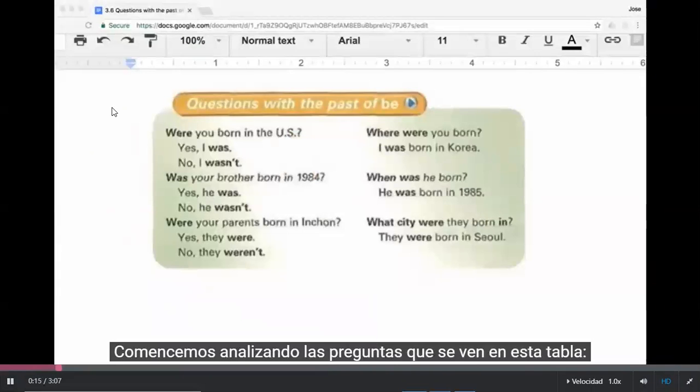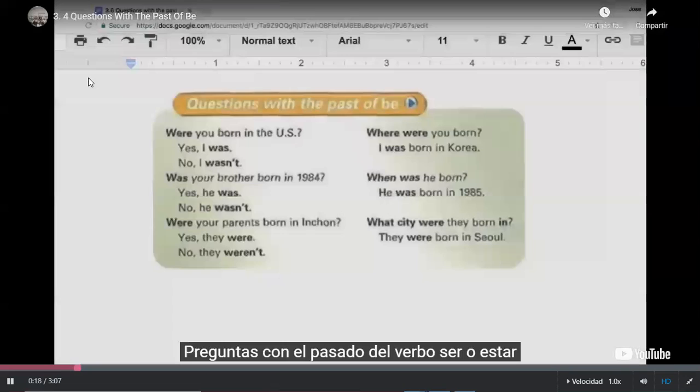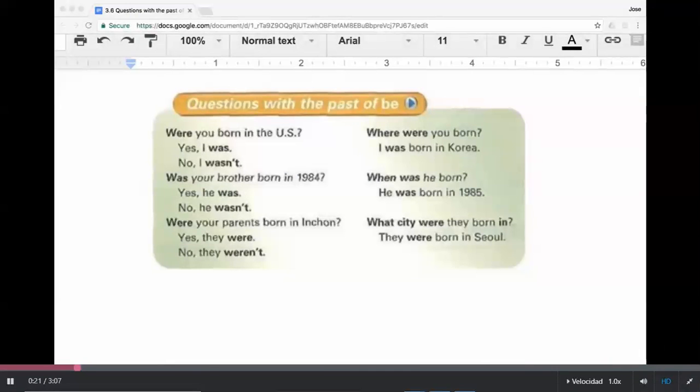Let's get started by analyzing the questions that you see on this chart. Questions with the past of be. Were you born in the U.S.? Yes, I was. No, I wasn't. Was your brother born in 1984? Yes, he was. No, he wasn't. Were your parents born in Incheon? Yes, they were. No, they weren't. Where were you born? I was born in Korea. When was he born? He was born in 1985. What city were they born in? They were born in Seoul.